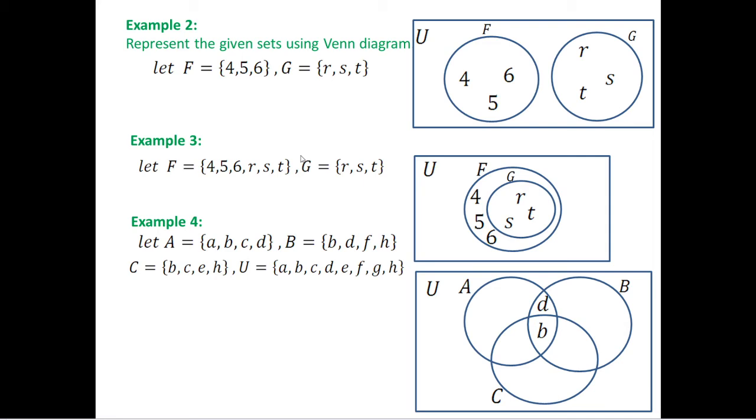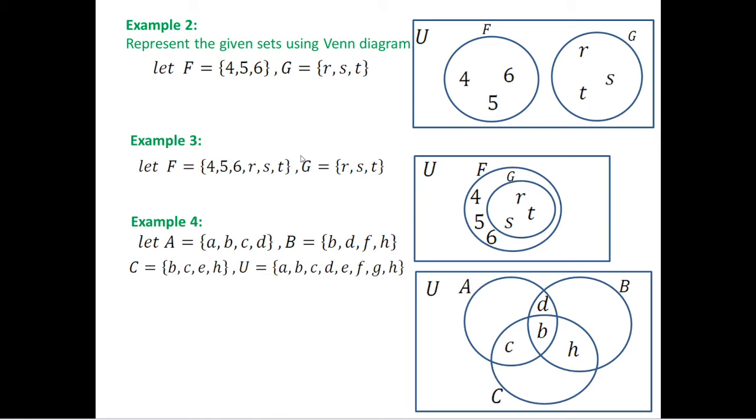And now let's go to B and C. What is common between B and C aside from B? Okay, it is H. Set B and set C have common elements B and H. Since we already wrote B, now we just write the element H, which is the common element of set B and set C. And lastly, for sets A and C, the common elements are B and C. Since we already wrote the B in the middle, we just write the C.